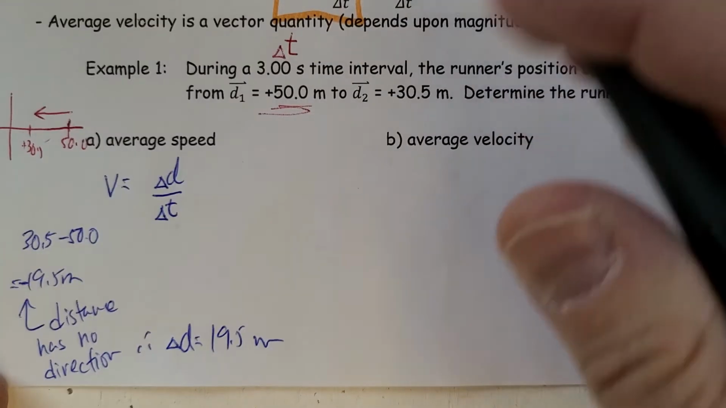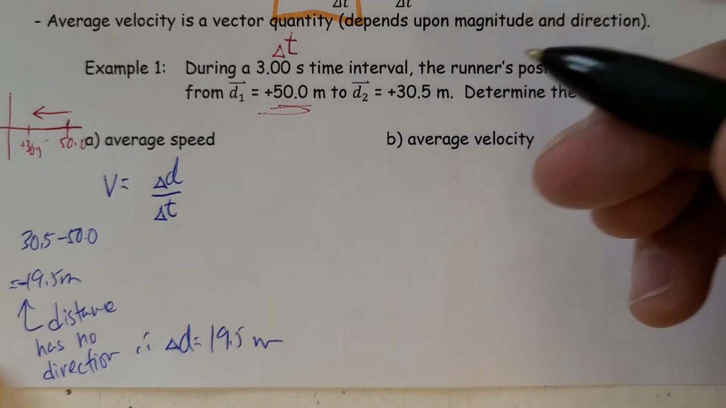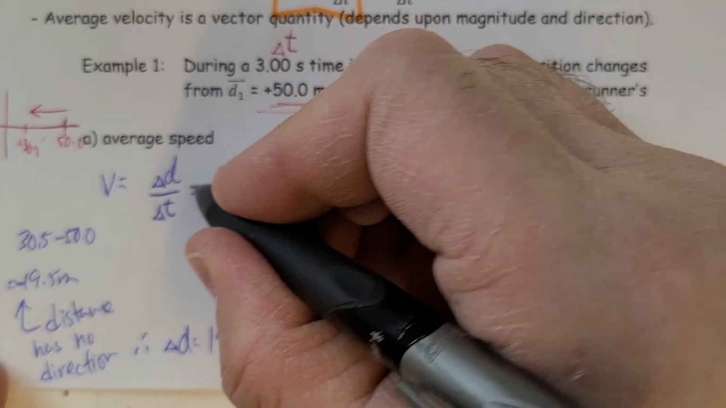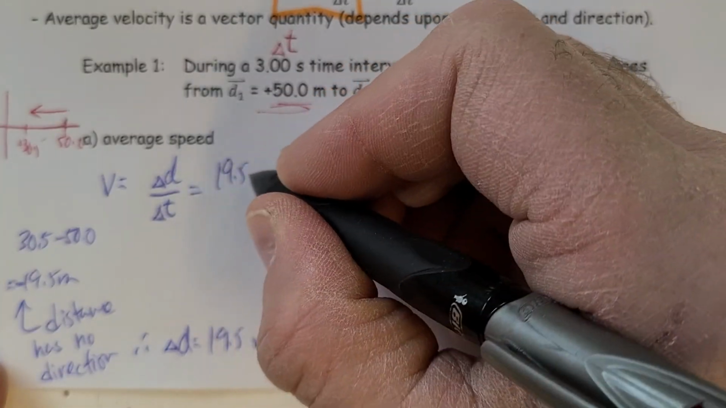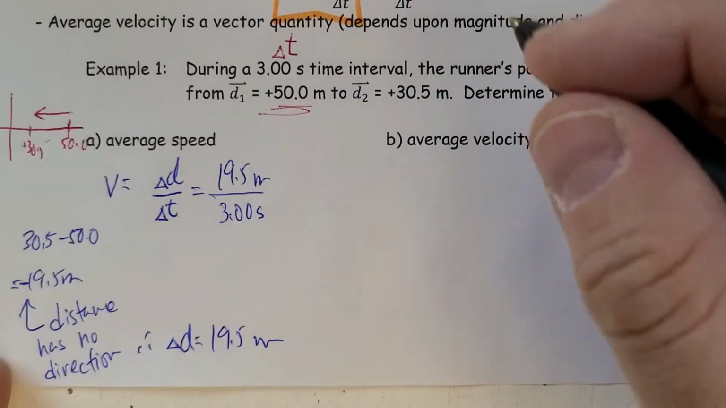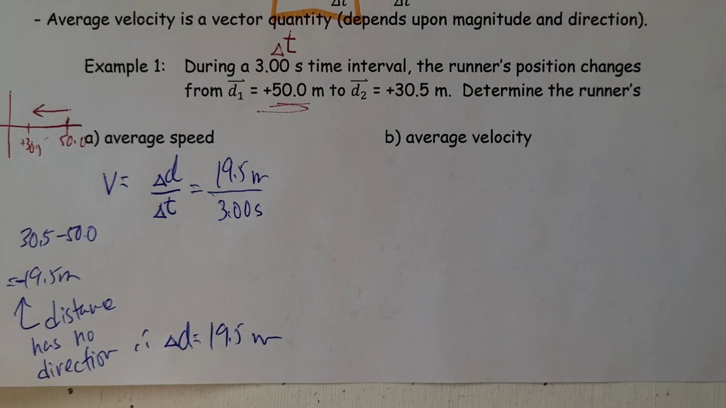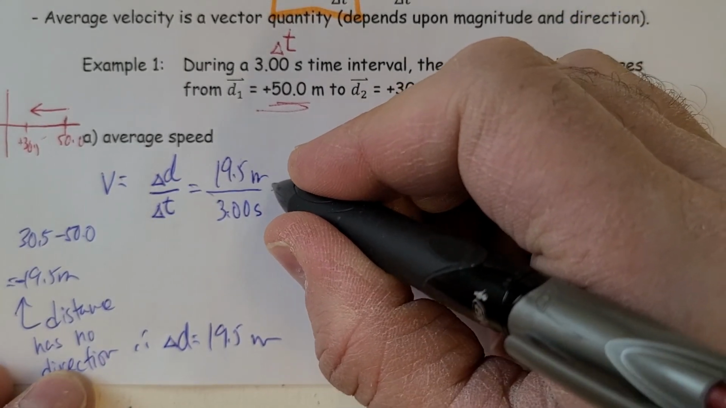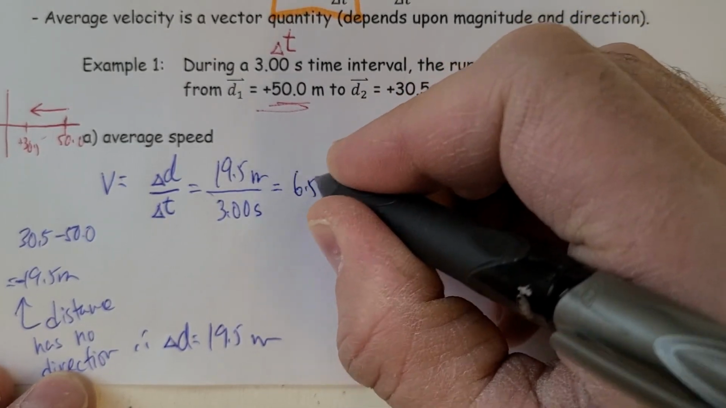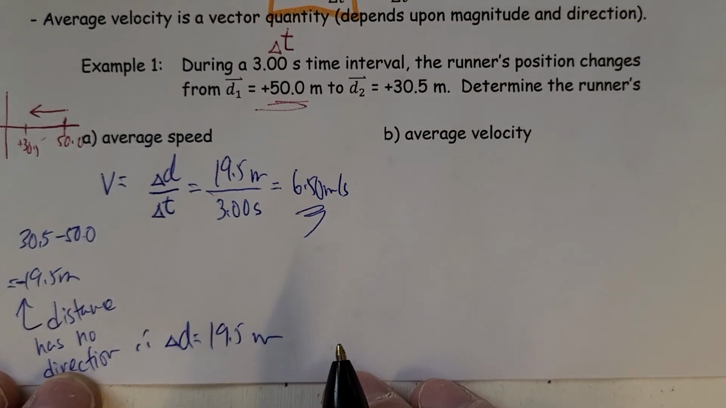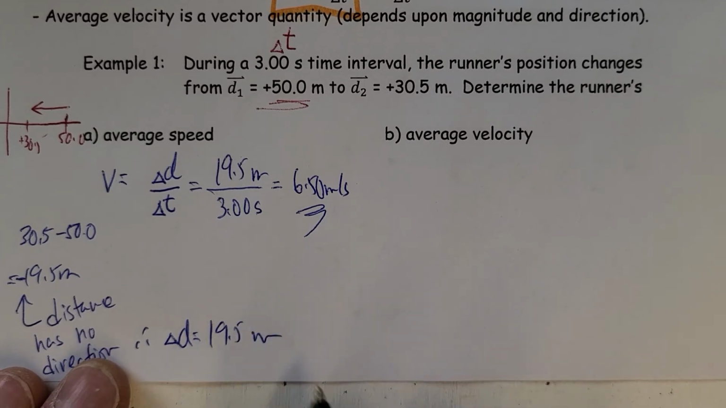So it's weird. I'm figuring out the total distance, but in order to do that, I have to take a subtraction here to figure out how far I went. So 19.5 meters divided by my 3.00 seconds. When we figure that out, 19.5 meters divided by 3 seconds, we get 6.50 meters per second. And no direction, because it is speed. It's simply distance over time.